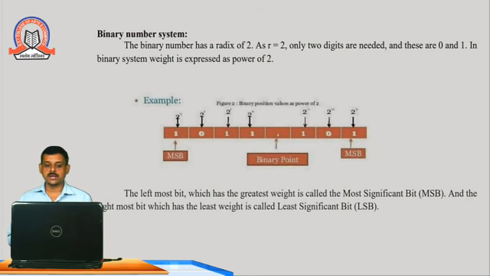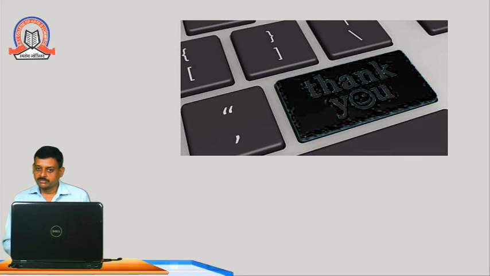The binary number system has a radix of 2. Here we can see the number represented on the leftmost side is the MSB, the most significant bit, and we have the binary point in the middle. So this is the numbering system.